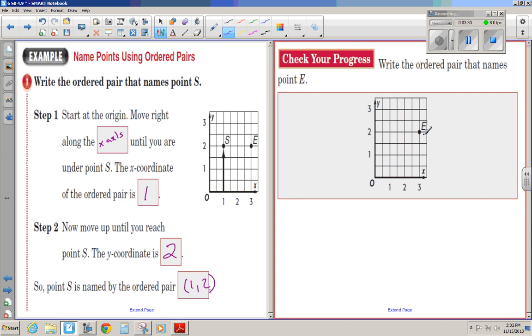Let's look at it on our own. Point E. Well, it says move to the right, so you start here, move to the right until you're underneath it. That is the x-coordinate. You then move vertically, you move straight up until you hit the point you're looking for. That's 2. So your point is at 3, 2.